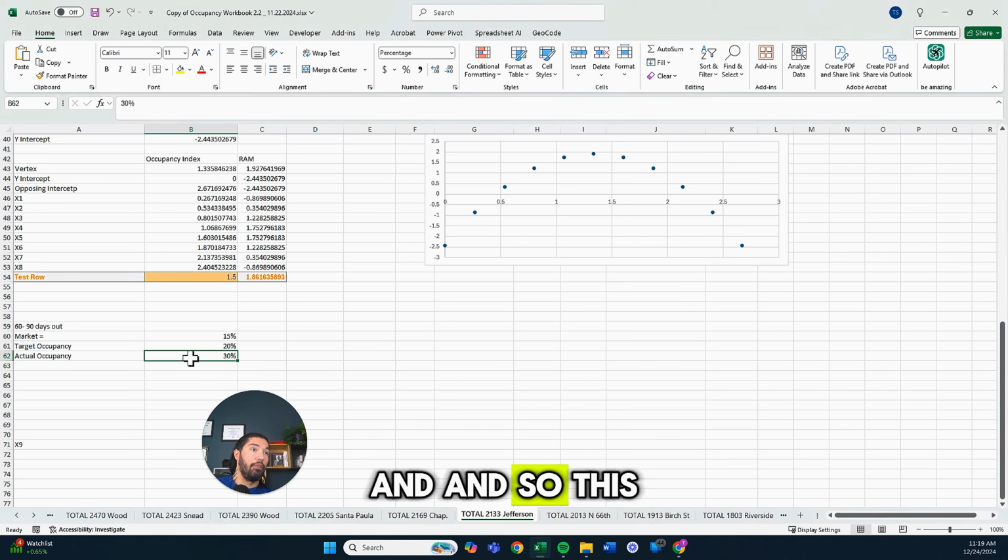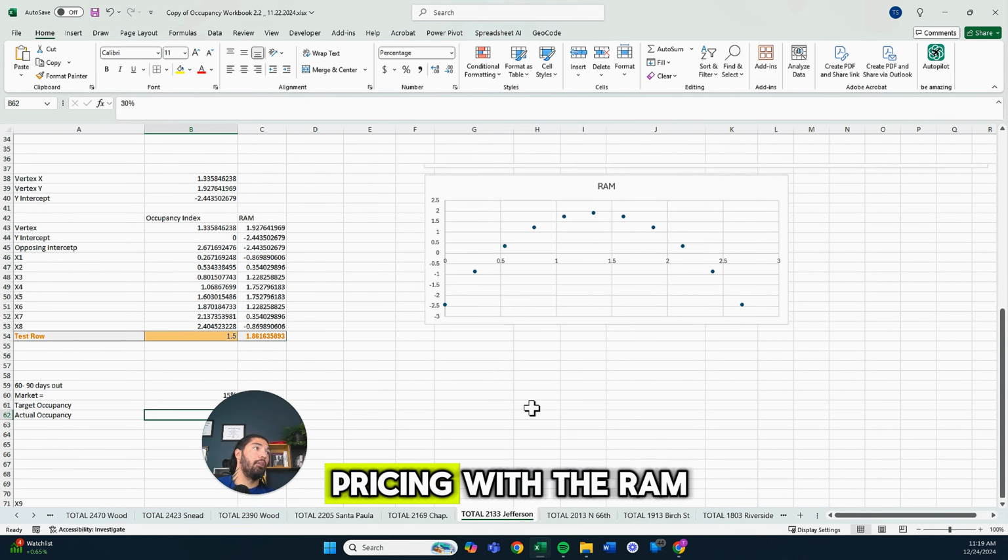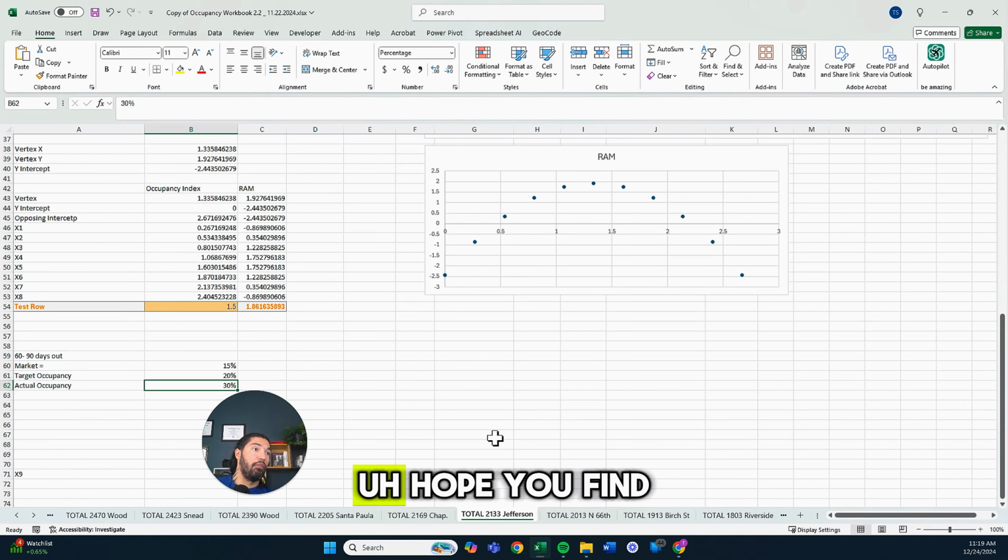And so you can always just play with those and refine them until you're hitting your occupancy targets very closely, right? And so this is a broad overview of how we do all of that, how we manage our pricing with the RAM MPI theory. I hope you find it helpful.